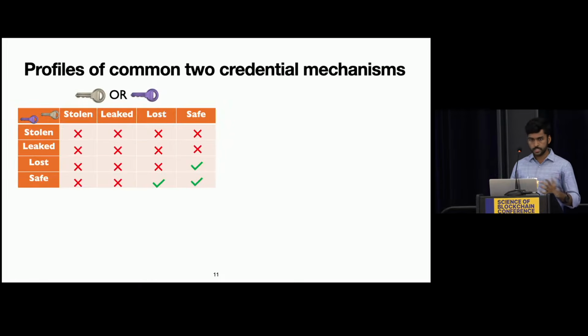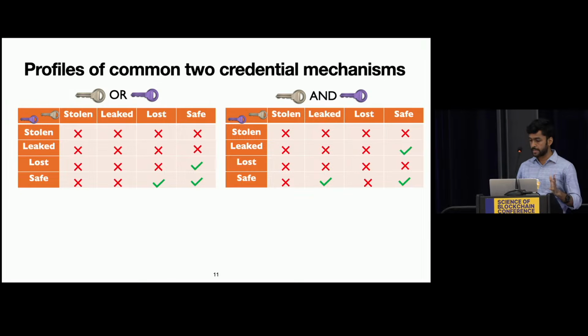Now we can do this for different types of mechanisms. I just showed the profile for the OR mechanism. You can look at the profile for the AND mechanism, which looks slightly different. Whereas the OR mechanism succeeded if one of the credentials was lost, the AND mechanism fails. Instead, the AND mechanism succeeds in scenarios where one of the credentials is leaked, because again, recall that leaked means that both the user and the attacker have access to the credential. So even if one of your credentials is leaked, the mechanism still succeeds.